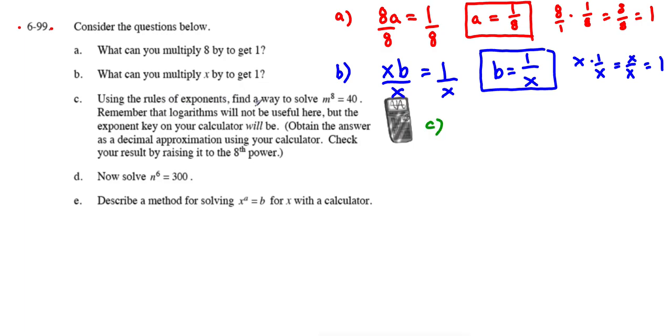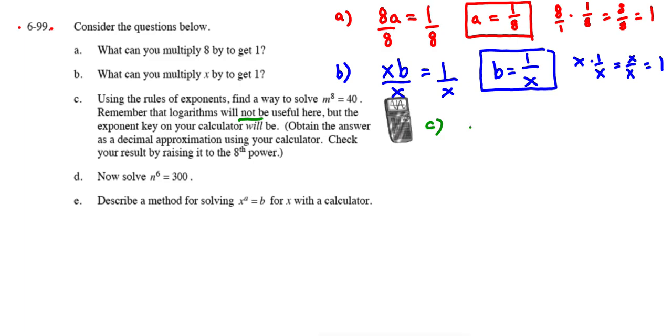Let's look at letter C now. Using the rules of exponents, find a way to solve m to the 8th equals 40. Remember that logarithms will not be useful here, but the exponent key on your calculator will be. Obtain the answer as a decimal approximation using your calculator. Check your result by raising it to the 8th power.